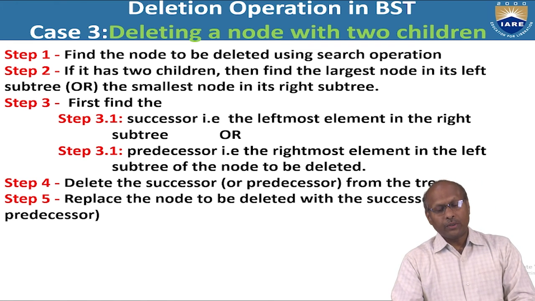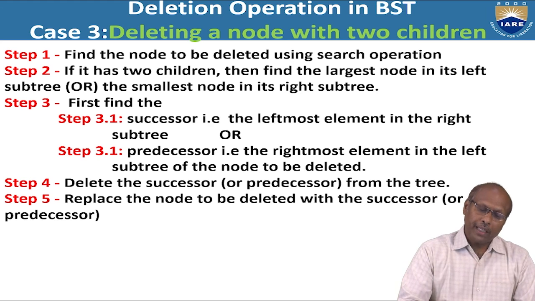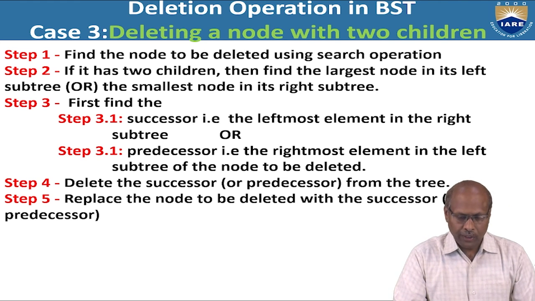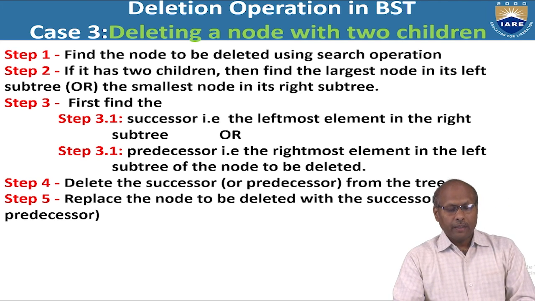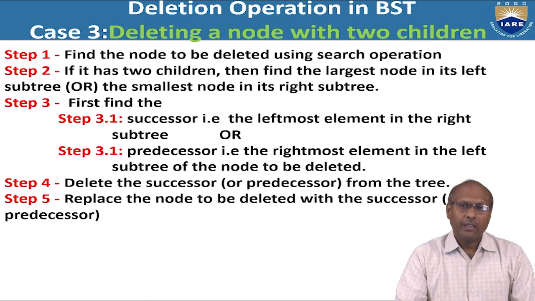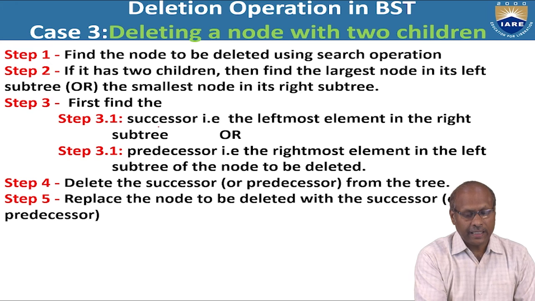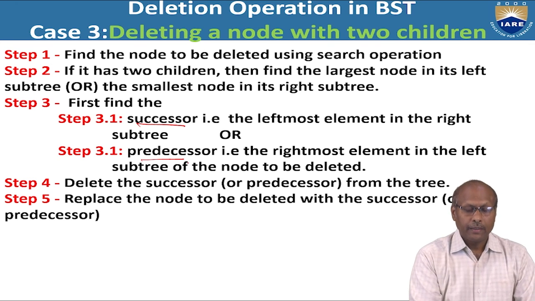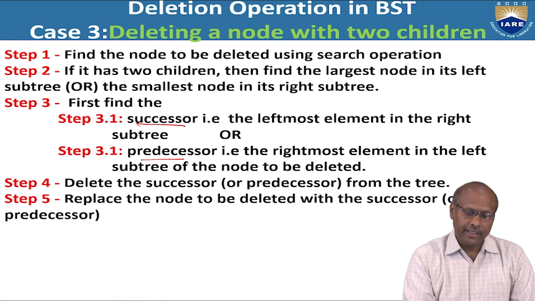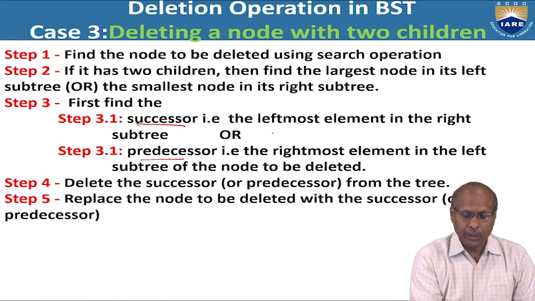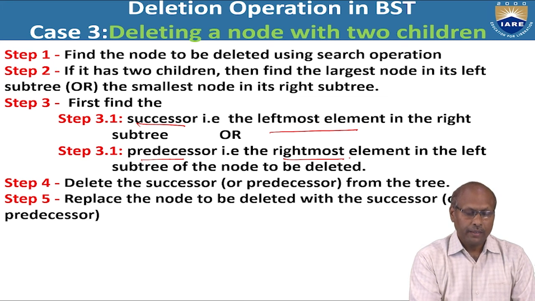Similarly, deleting a node with two children. This is one of the little bit tough processes. You have to find out whether it has 2 children or not. If there are 2 children, you have to find its successor or its predecessor. Both are there. There are 2 ways. Either find the leftmost element of the right or the rightmost element in the left.